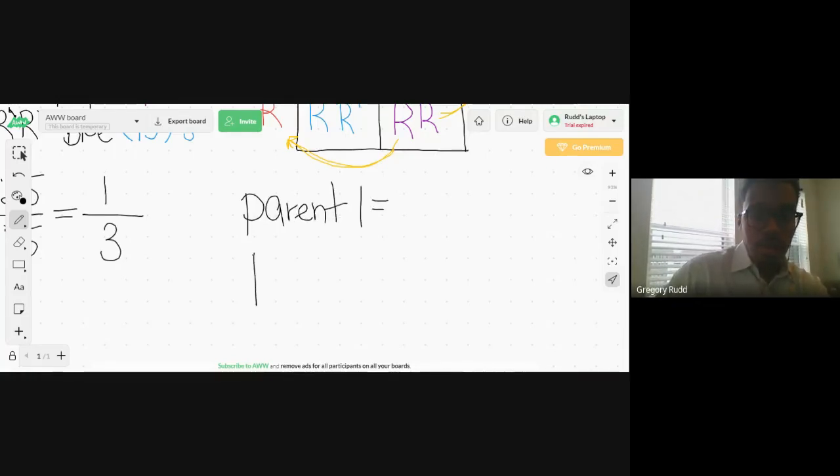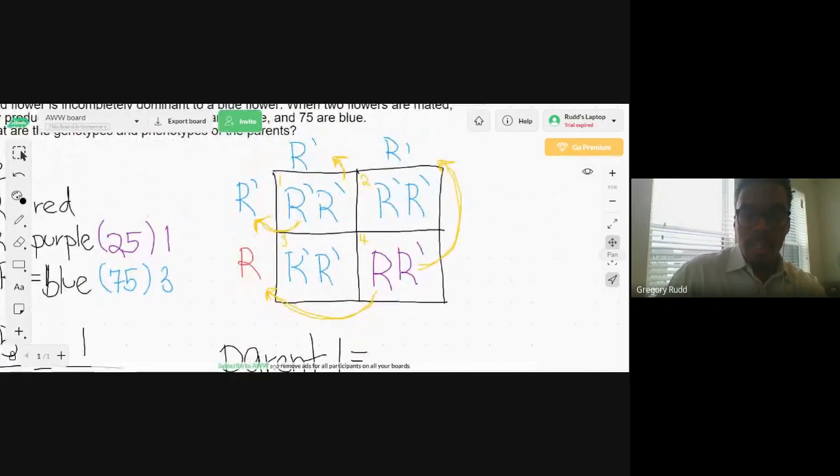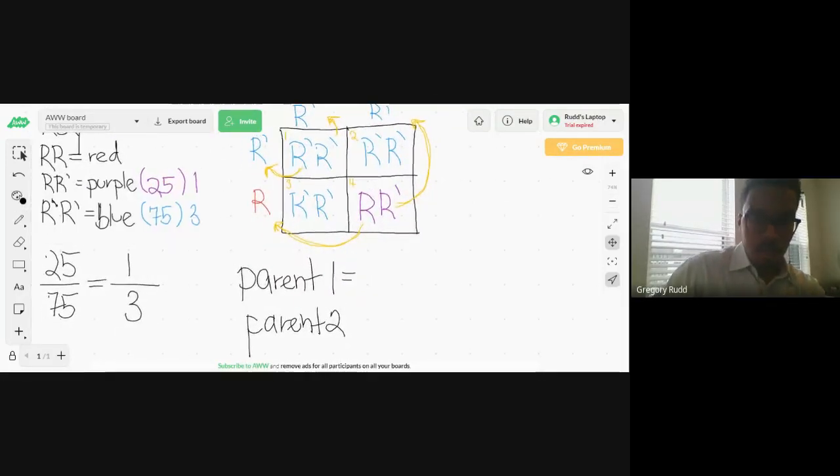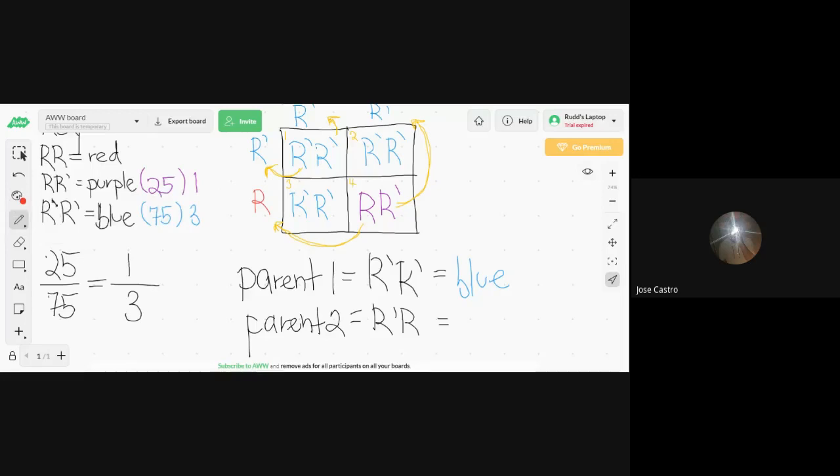Parent one, and parent two. So parent one is on top. What's parent one's genotype? R prime, R prime. Good. And so what's their phenotype? Blue. And parent two, what is their genotype? R prime R. And so what is their phenotype? Purple. Good.